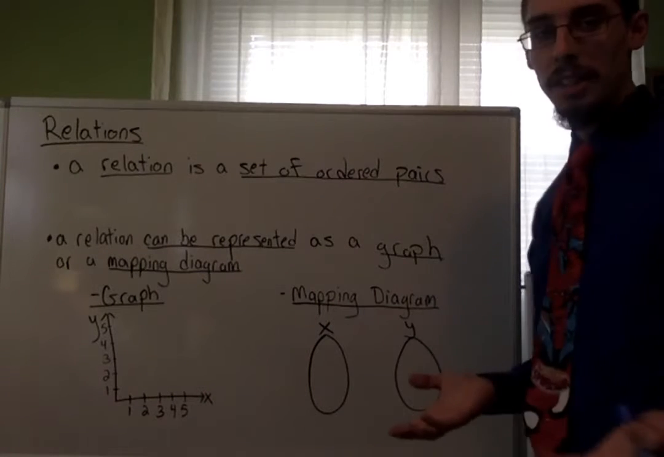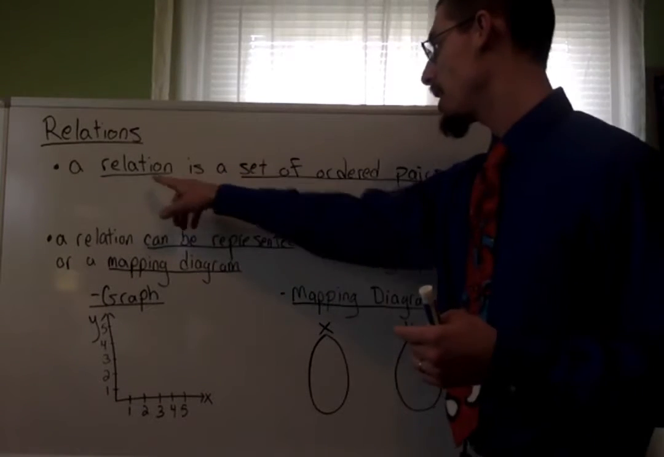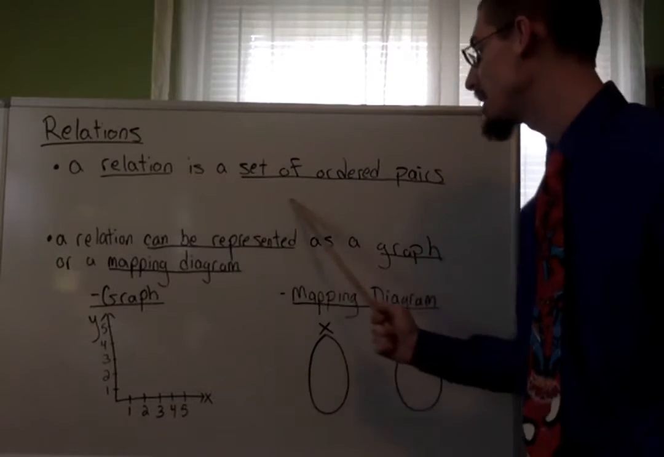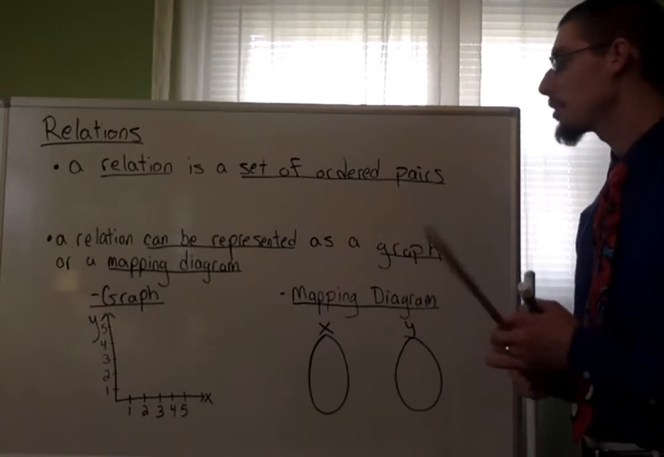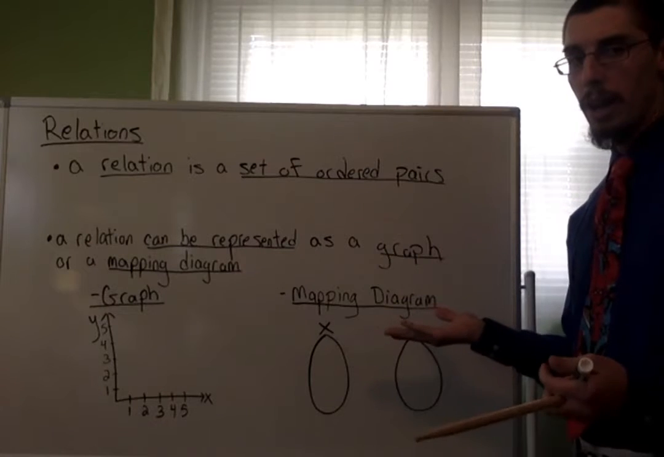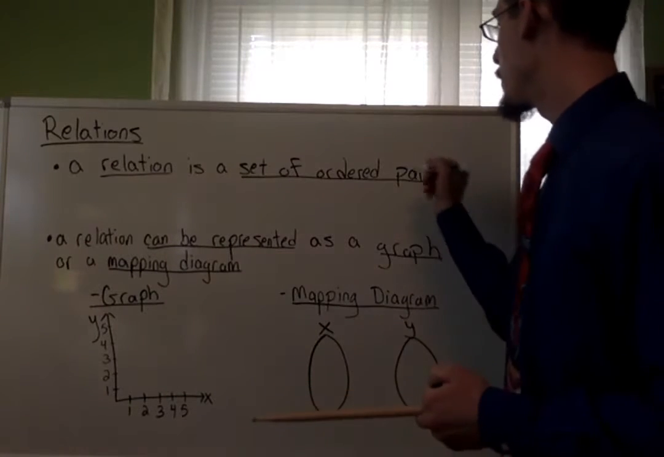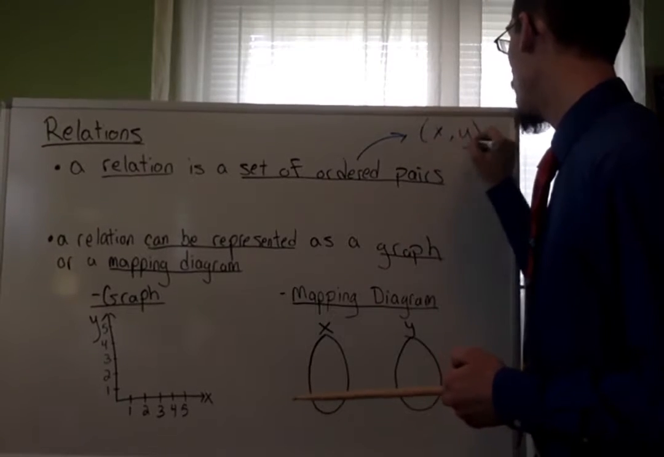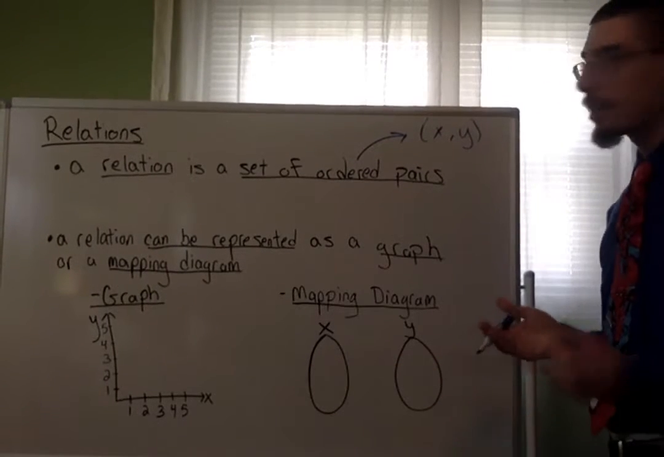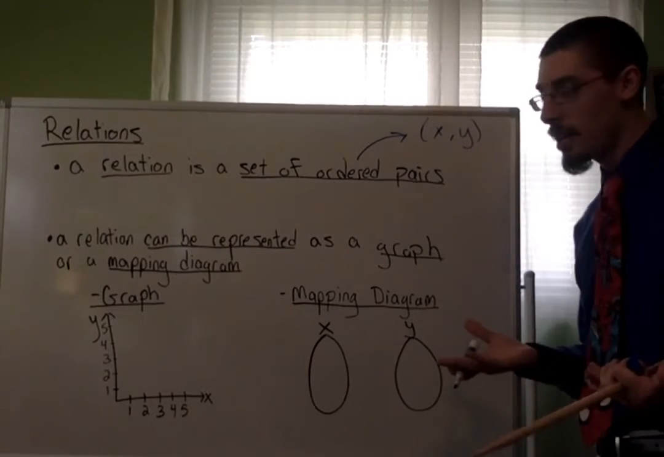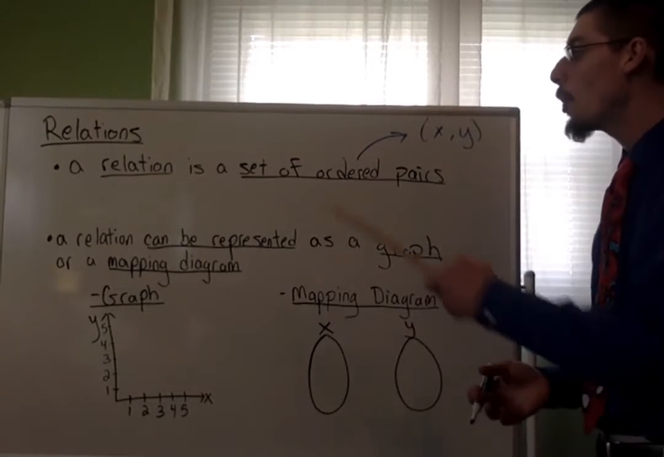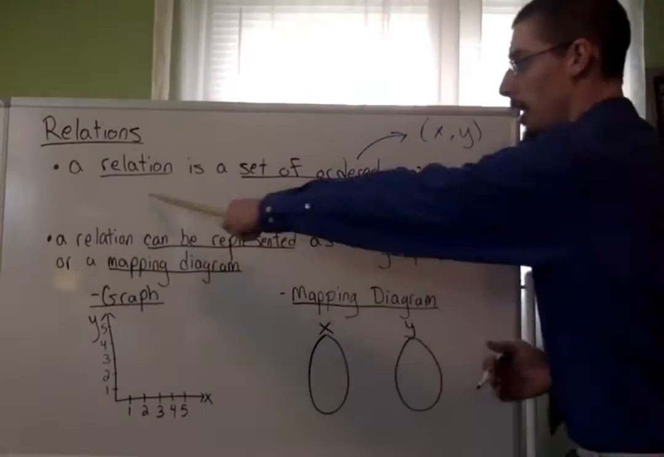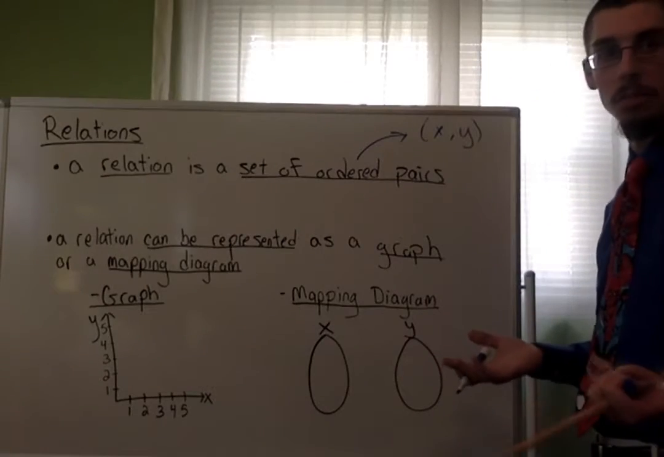So, the basic definition, a relation is a set of ordered pairs, right? It's just a set of ordered pairs. What's an ordered pair? Well, if you remember, an ordered pair is just an x comma y, right? So anytime there's an x and a y, we have an ordered pair. So any set of these ordered pairs can be considered a relation, right?